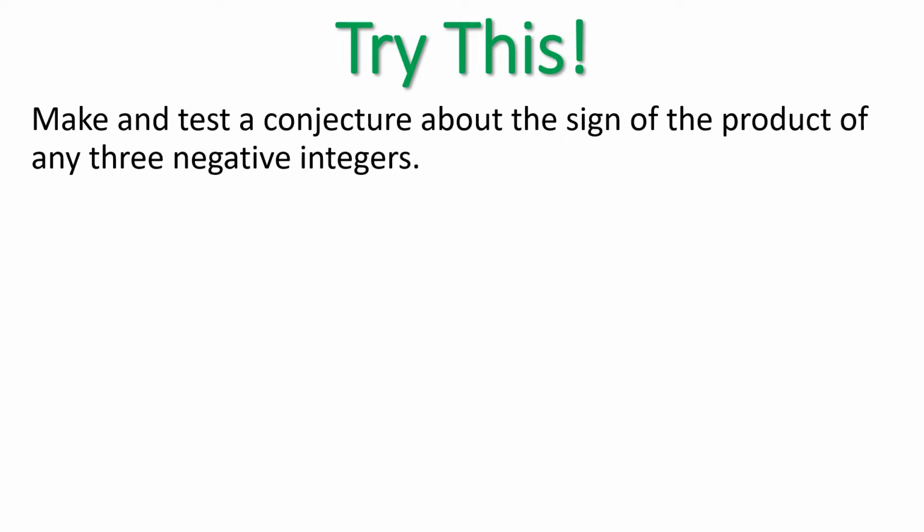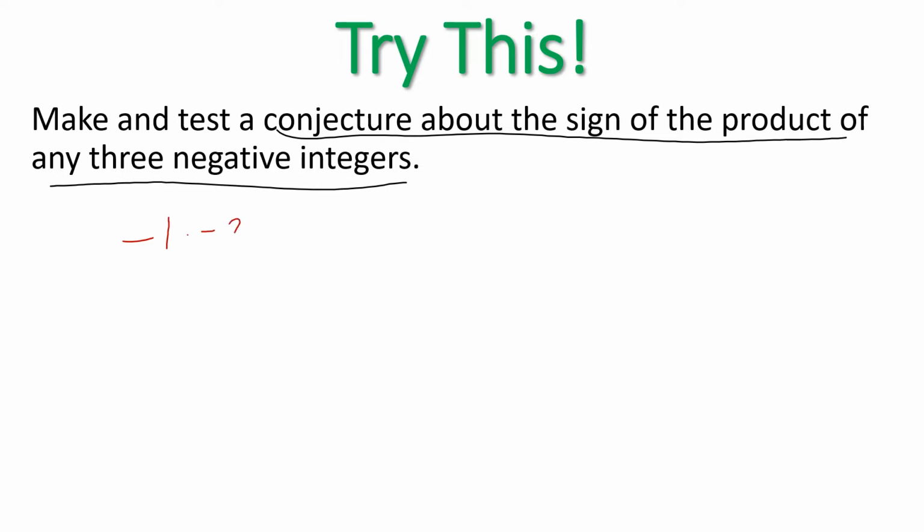All right, so this problem says we want to make a conjecture about the sign of the product of any 3 negative numbers. So let's play with that. How about we start simple? -1 times -2 times -4. -1 times -2 is +2. +2 times -4 is -8. Let's try another. -10 times -3 times -5. -10 times -3 is +30. +30 times -5 is -150.